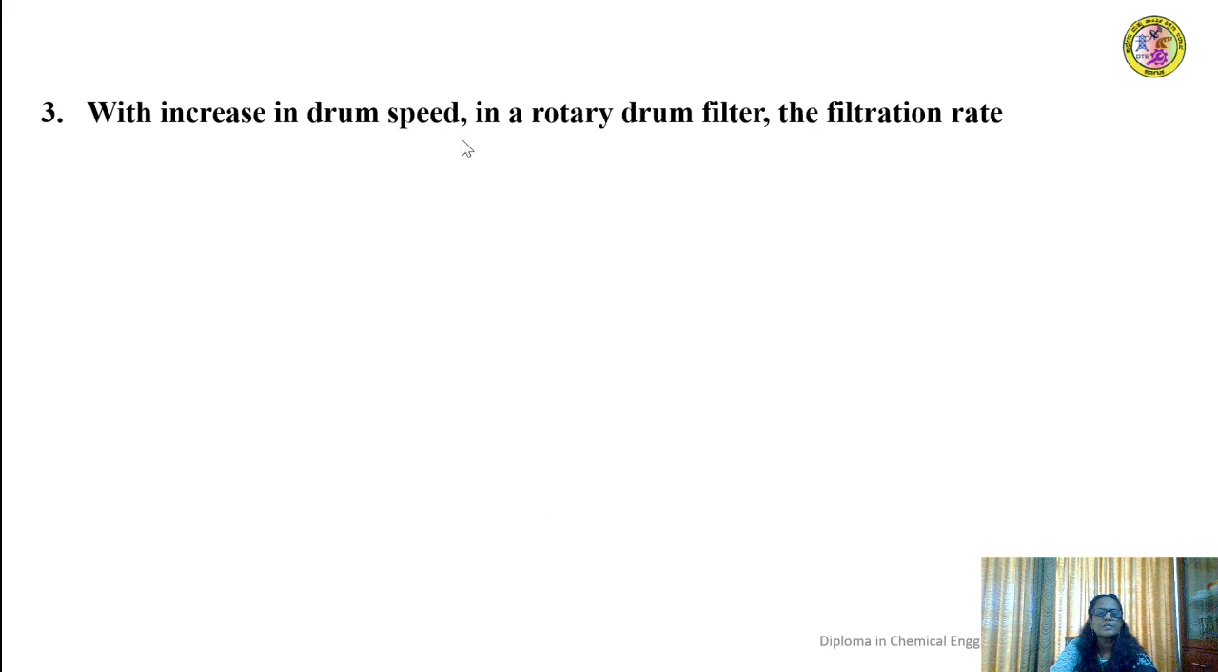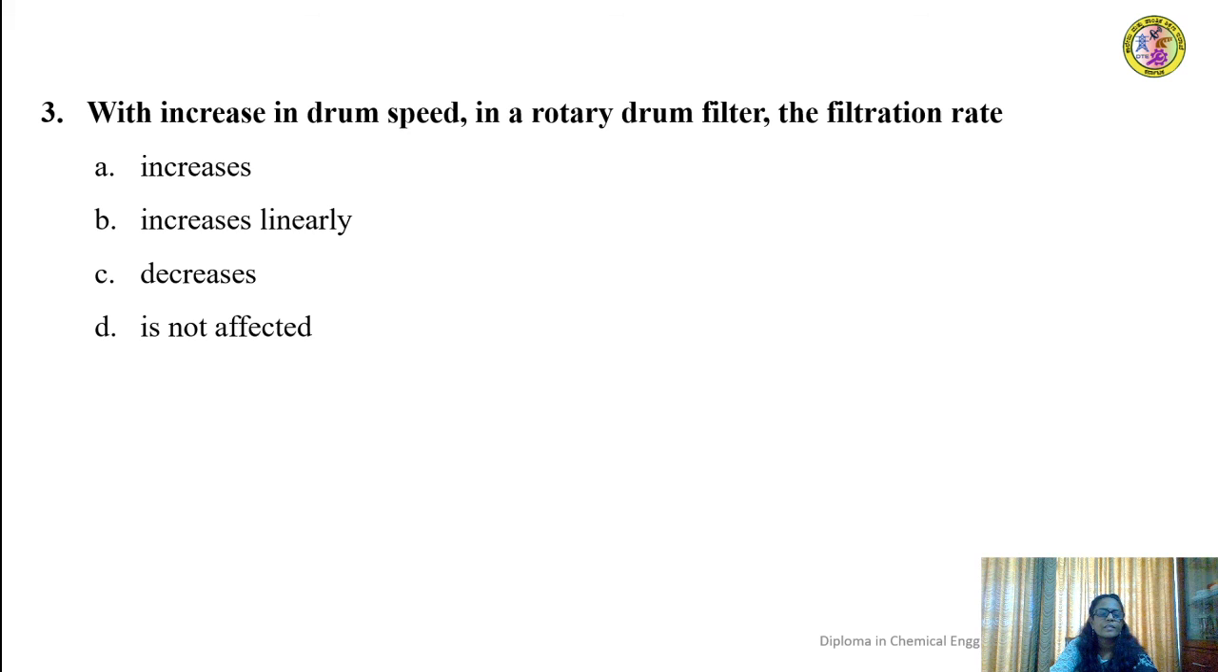With increase in drum speed in a rotary drum filter, the filtration rate: increases, decreases, increases linearly, decreases, not affected. With the increase in the speed of the drum, the cake thickness can be reduced. That way, we can increase the rate of filtration.